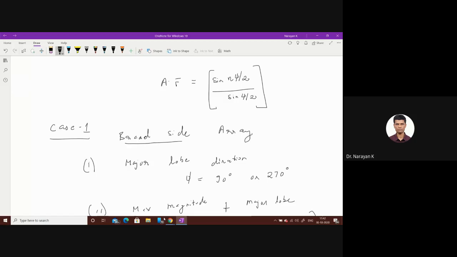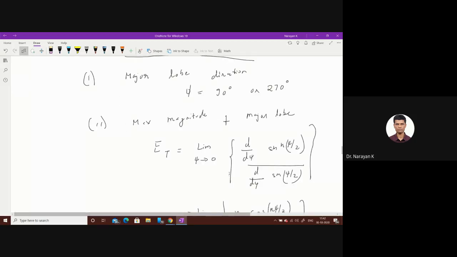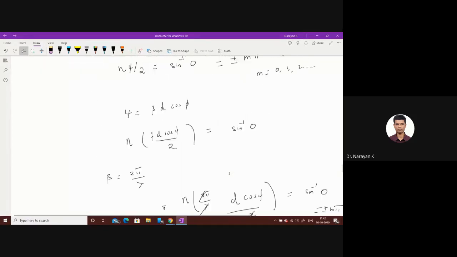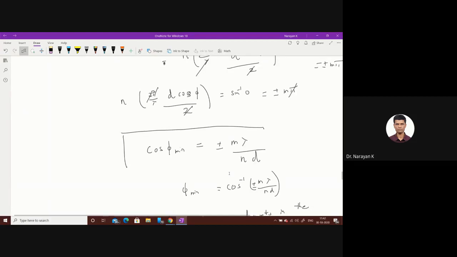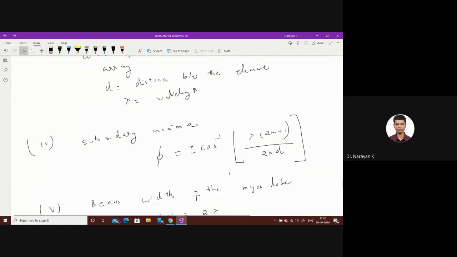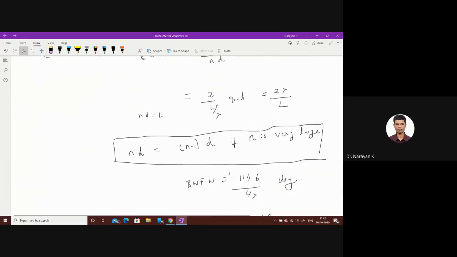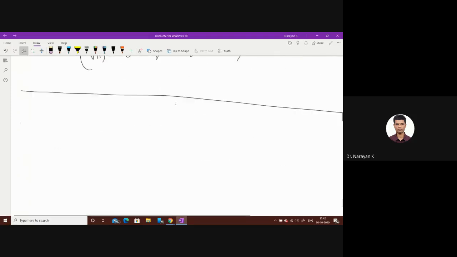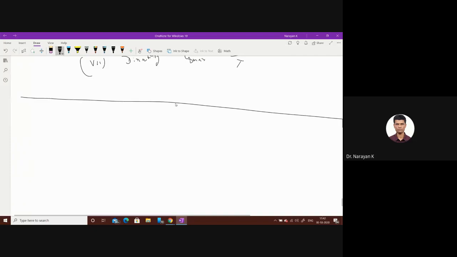Now we will be doing case 2. All these formulas you have to remember. From major lobe, maximum magnitude of the major lobe, null, that is your phi minimum. Then you have to remember subsidiary maximum, beam width between the first nulls, half power beam width, and directivity. This much you have to remember. Okay. Next, write down as case 2.